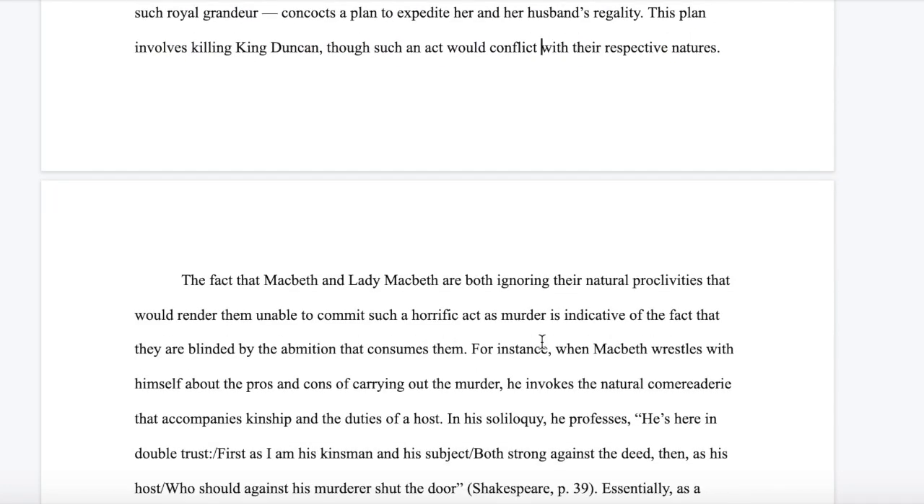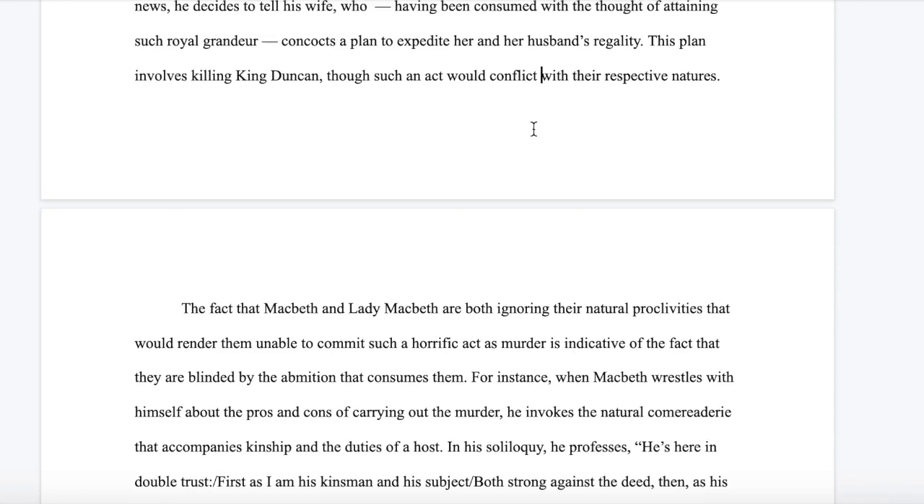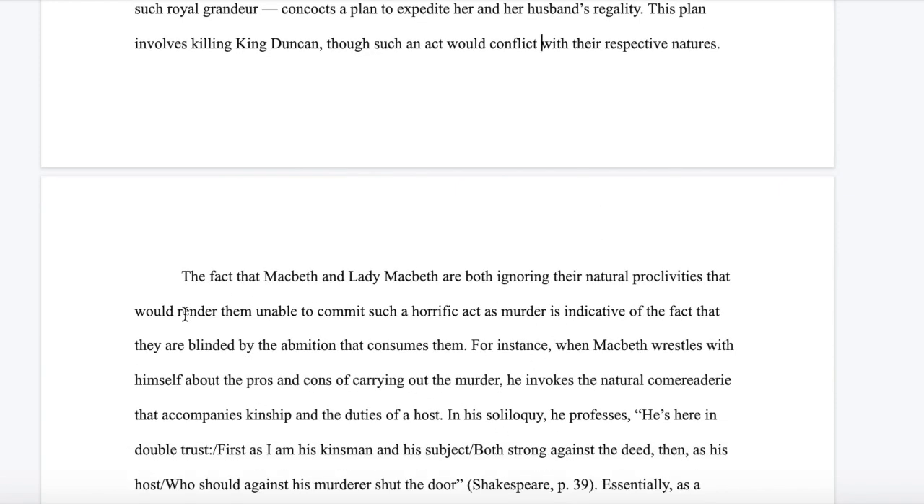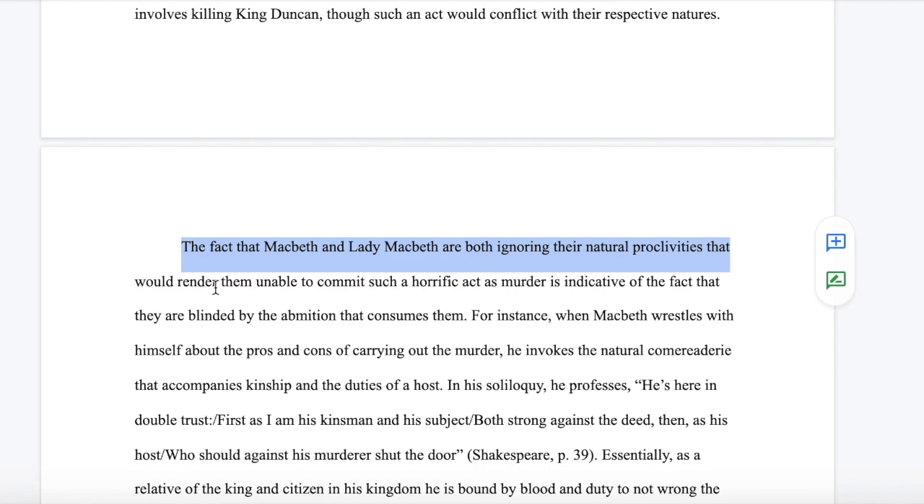So in the next paragraph, because I end this by saying this plan involves killing King Duncan, and this would conflict with their respective natures, so it would go against how they naturally are as people. Then I go into the next paragraph where I sort of allude back to this statement by saying the fact that Macbeth and Lady Macbeth are both ignoring their natural proclivities that would render them unable to commit such a horrific act of murder is indicative of the fact that they are blinded by the ambition that consumes them.